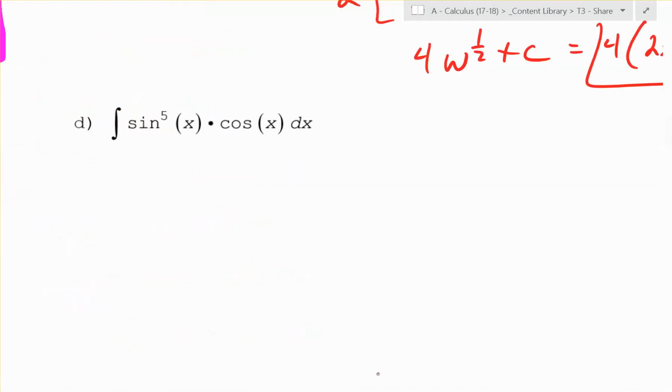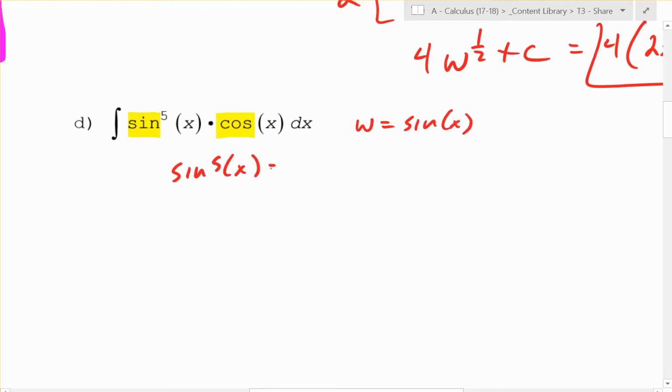Pretty straightforward. So on this one, there isn't a polynomial, but you have sine and cosine. So the derivative of sine is cosine. So let's let w equal sine of x. And keep in mind, sine to the 5th x is the shorthand for sine of x all to the 5th power, the whole thing. Just as a side note, please remember that.